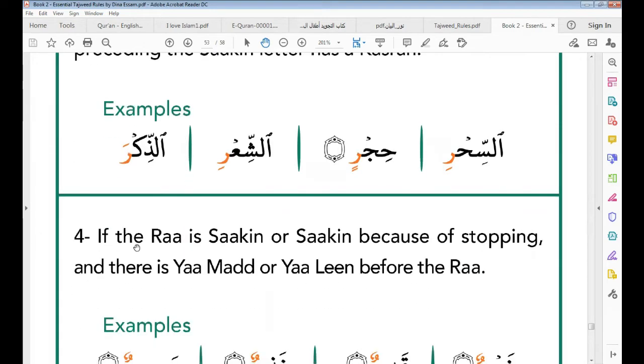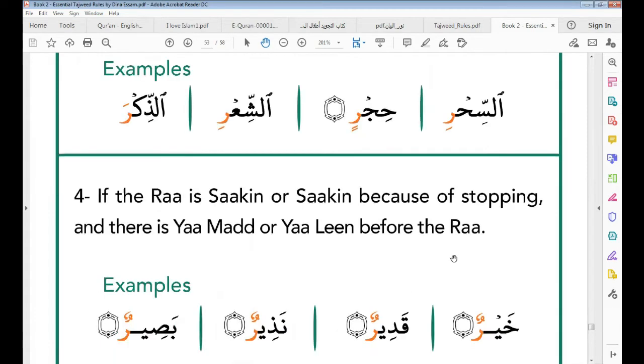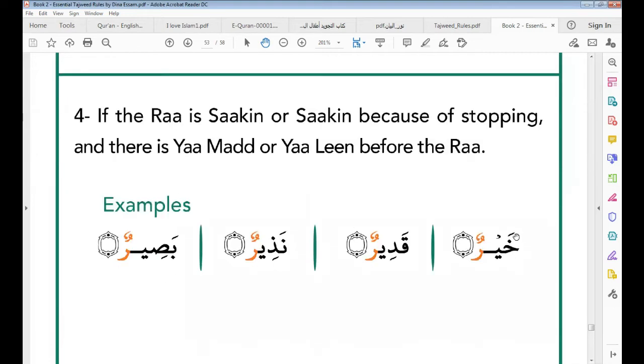If the ra is sakin, or sakin because of stopping, and there is ya mad or ya lean before the ra, so the ra is sakin, or in case of stopping, and the letter coming before it is ya mad or ya lean, both of them. Khayr, qadir, nadhir, basir.